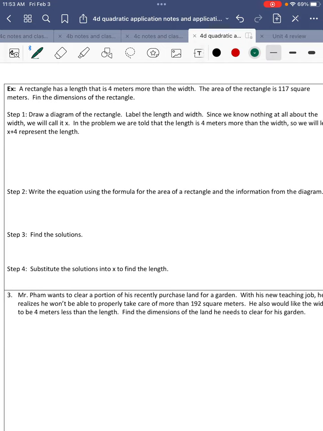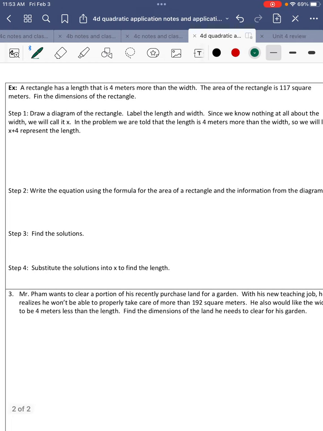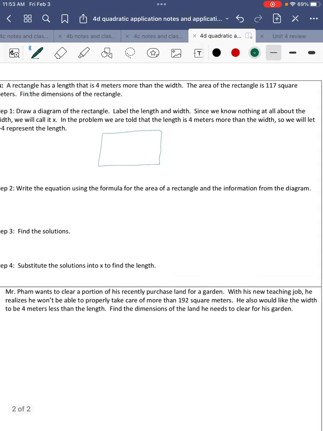All right, I'm going to jump to the back. So a rectangle has a length that is 4 meters more than its width. The area of the rectangle is 117 square meters. Find the dimensions of the rectangle. So we're going to draw a diagram of a rectangle. It does not matter if you do a longer rectangle or a taller one. In the problem, we are told that the length is 4 meters more than the width. So it's width plus 4.